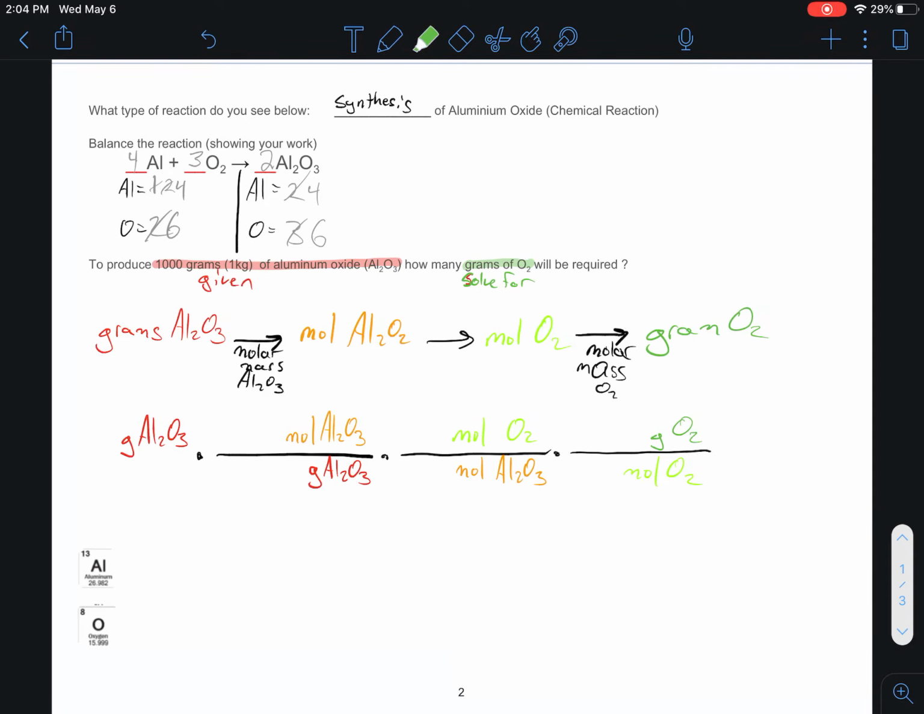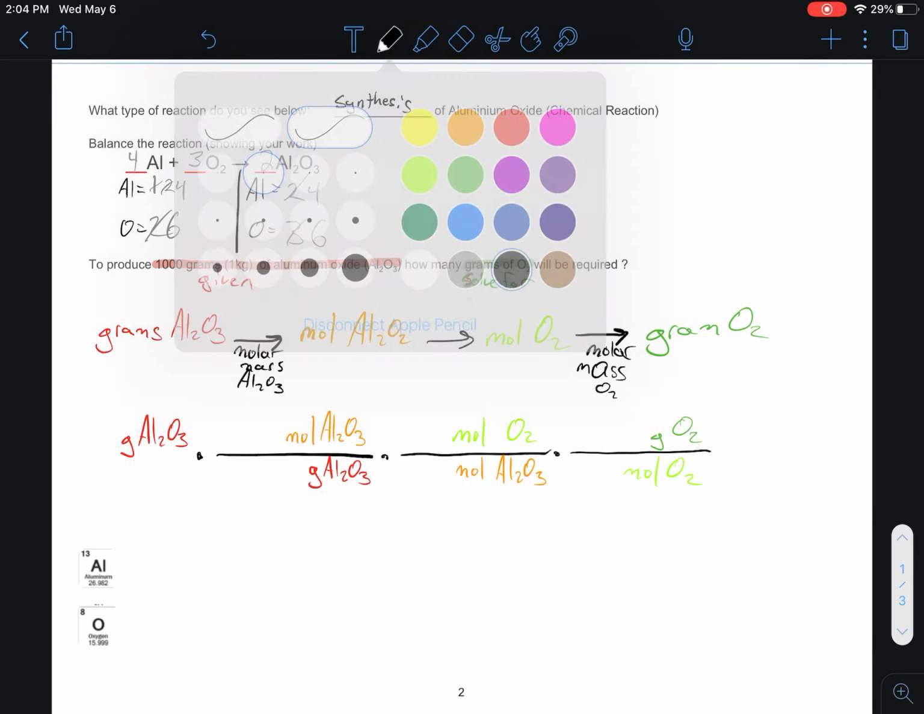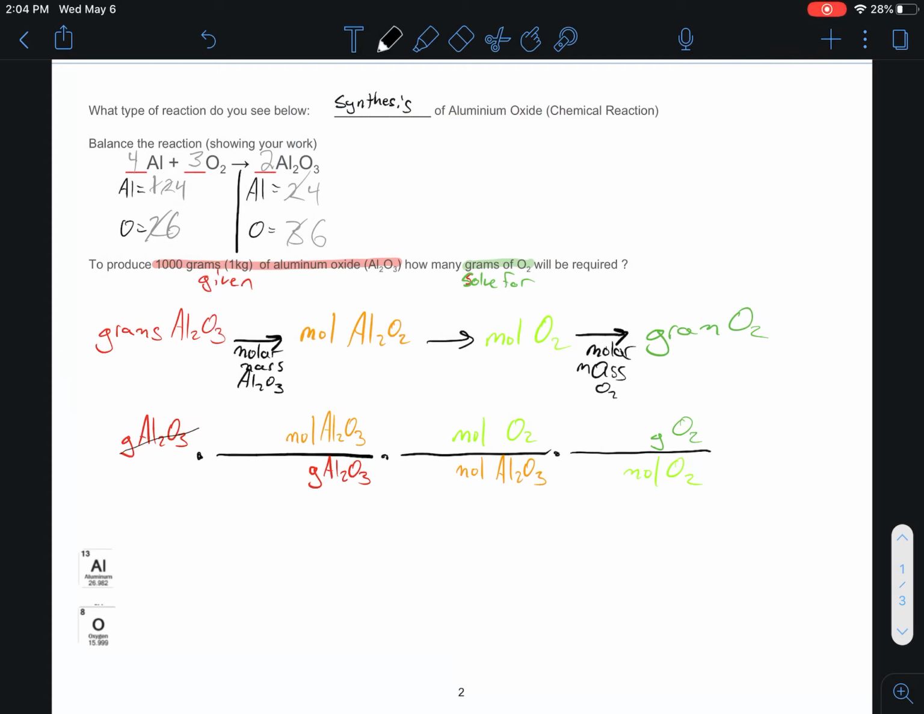Make sure they cancel, so I know I set this up right. Grams Al2O3, grams Al2O3. One on the top, one on the bottom. Moles Al2O3 on the top, moles Al2O3 on the bottom. Moles O2 on the top, moles O2 on the bottom. Grams O2 survives. That is what I'm trying to solve for. Looks like I set it up correctly.